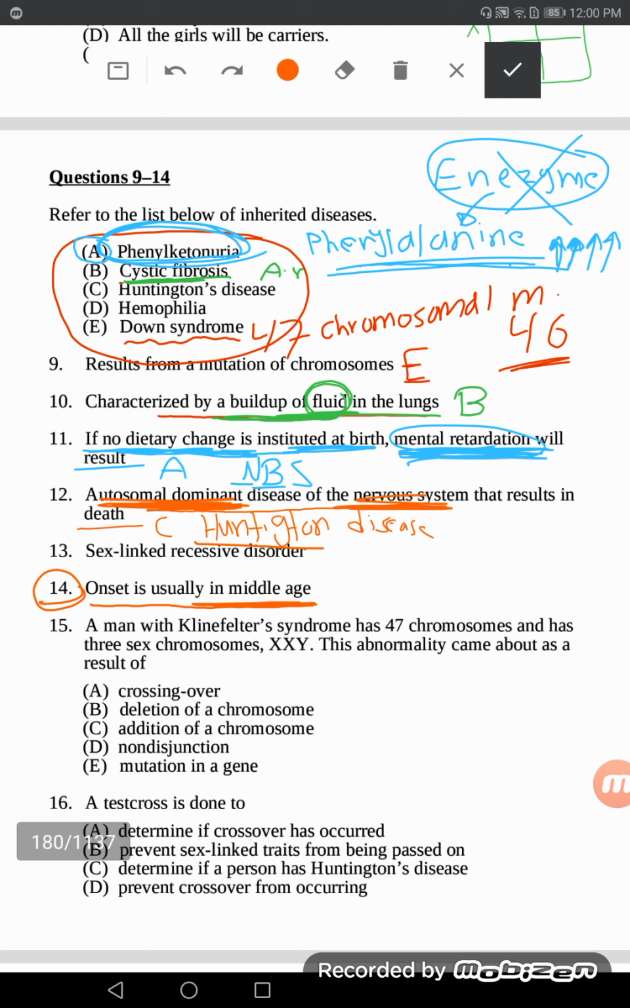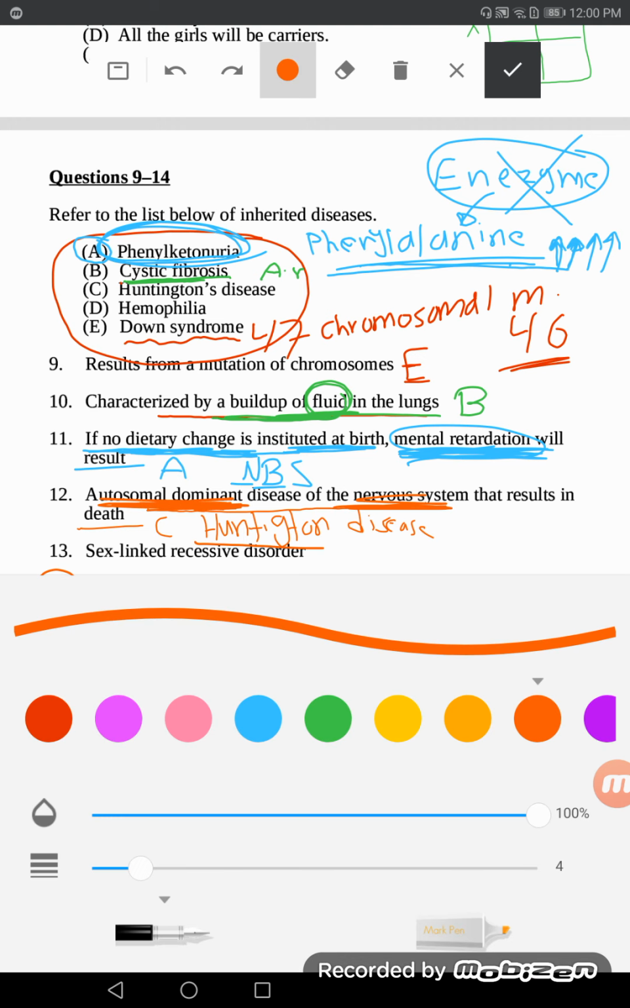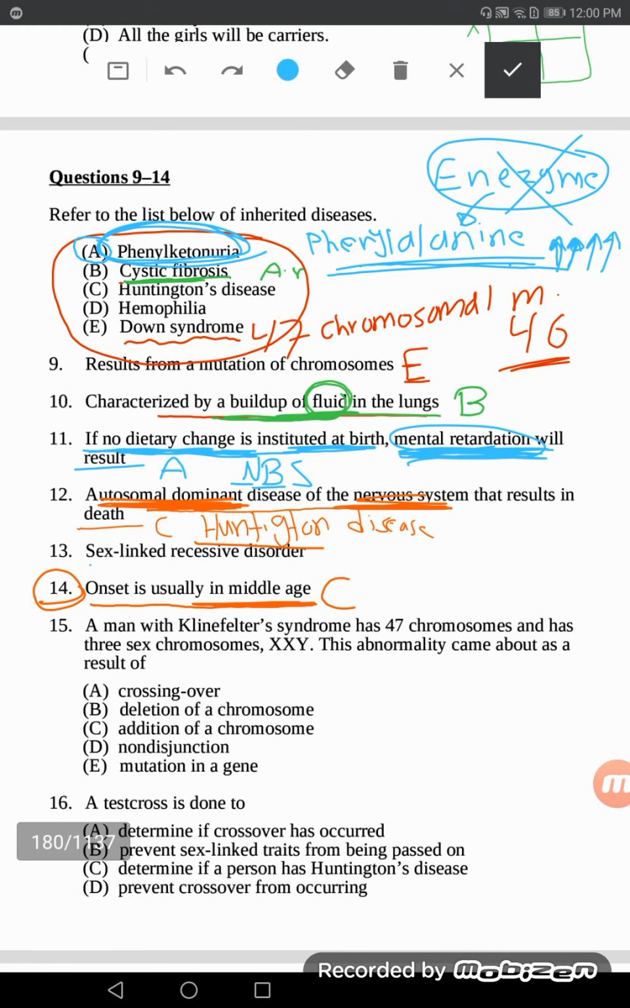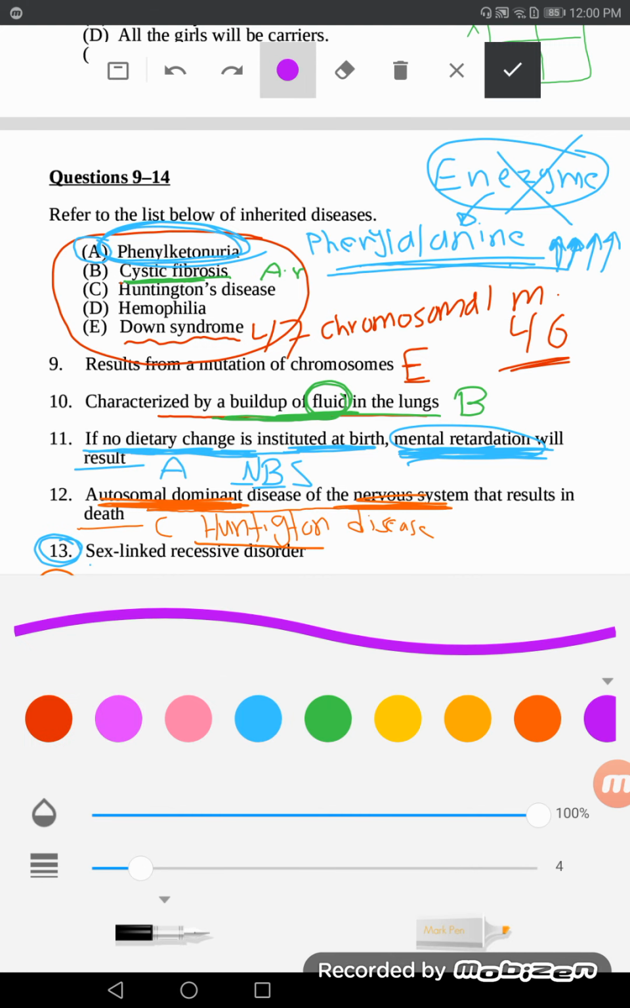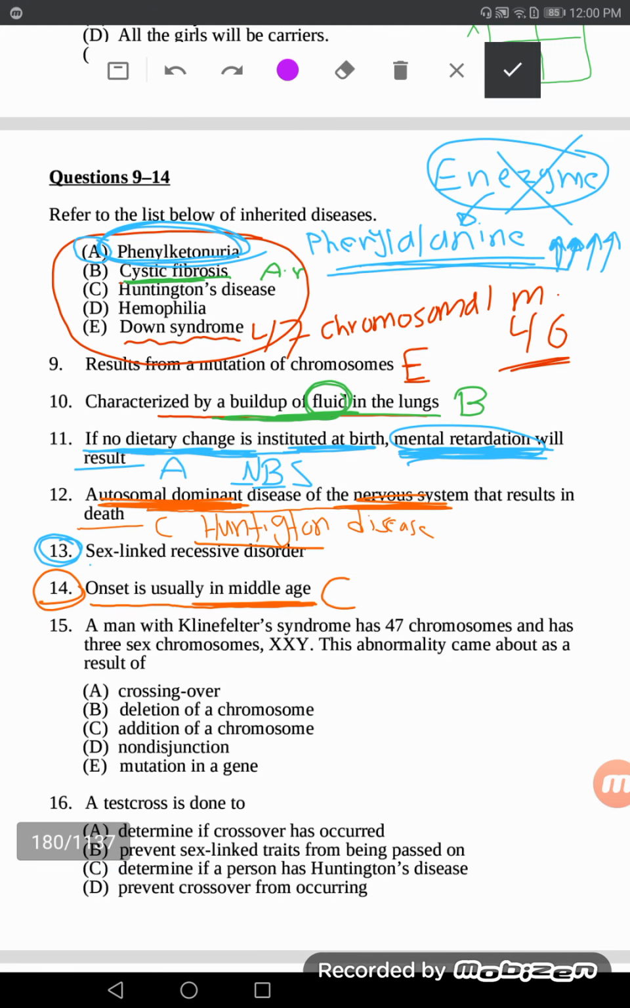So for the question 12, again the answer is C, okay. It is Huntington disease. Let us move to the last question that we have. It's a sex-linked, question 13. It's a sex-linked recessive disorder, but let me change the color, okay. So it's a sex-linked recessive disorder, and it is this one. It is hemophilia, okay. Hemophilia. So it is D, okay.